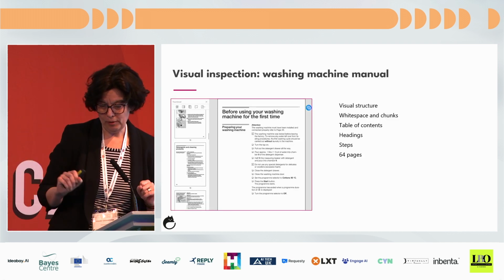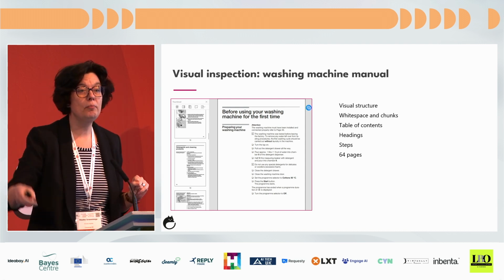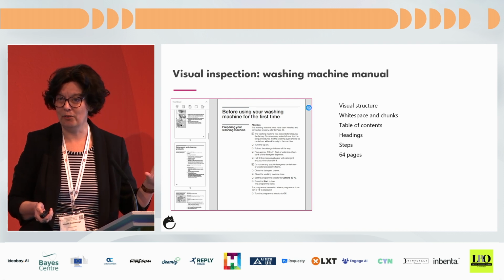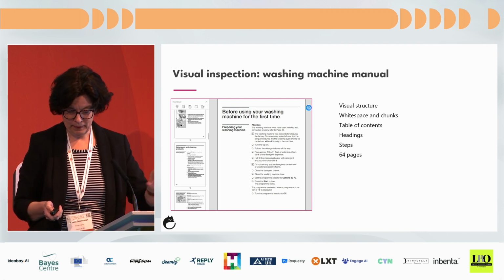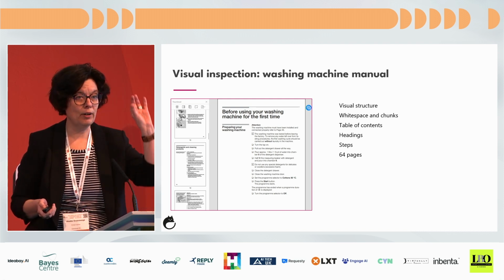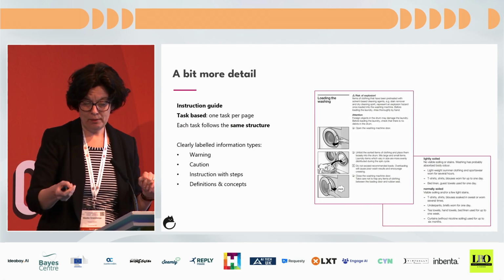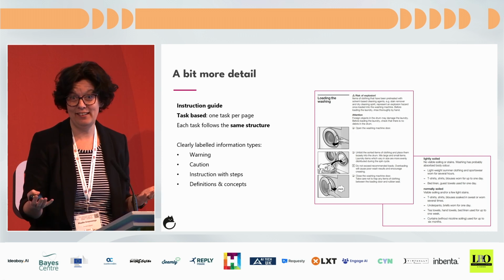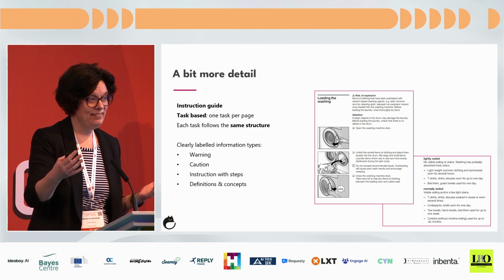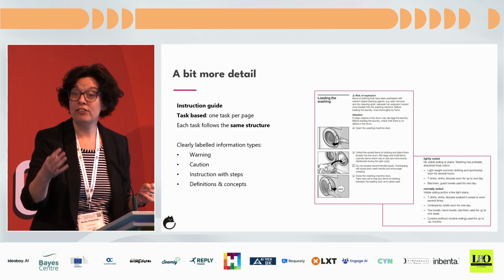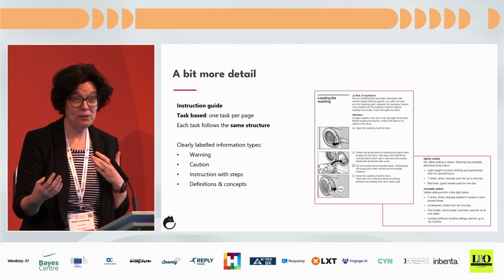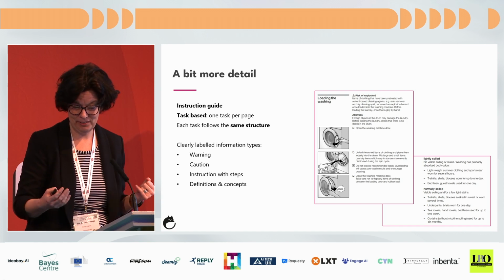Here's a little example from a washing machine manual, and without even being able to read the text, you can already see there's a lot of visual hierarchy going on here. Headings, white space, the instructions are clearly marked with little bullets, and if you look at more detail to this document, you can clearly see, hey, it's an instruction guide, and each page is actually a task, and each task starts on a new page, which makes for easy navigation, not only for us humans, but also for RAG systems.